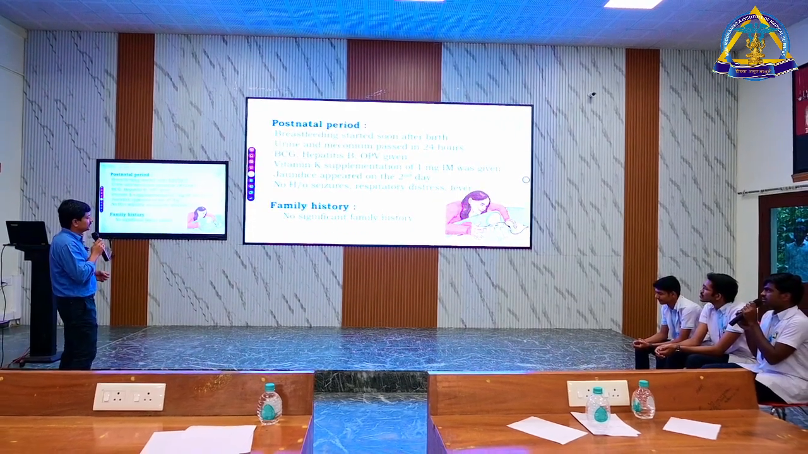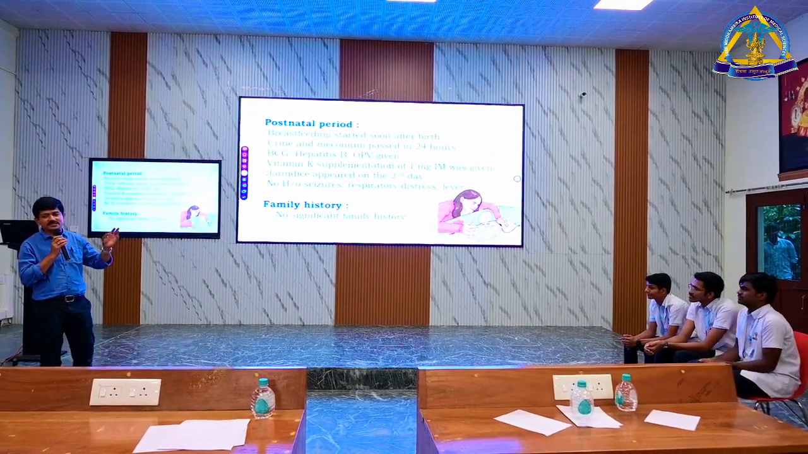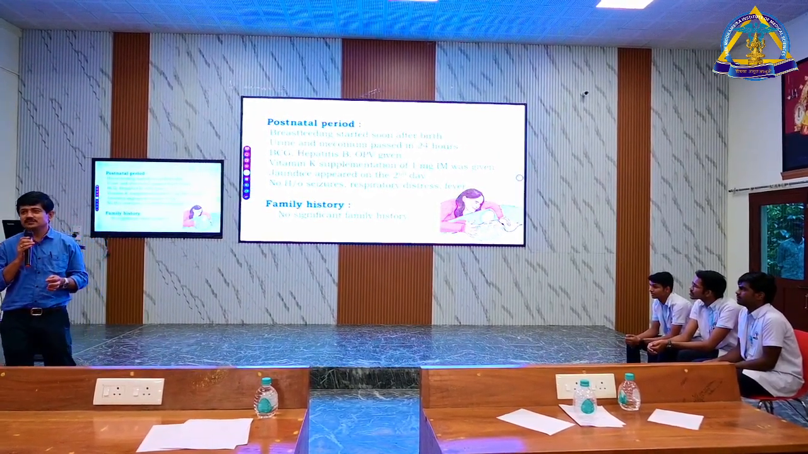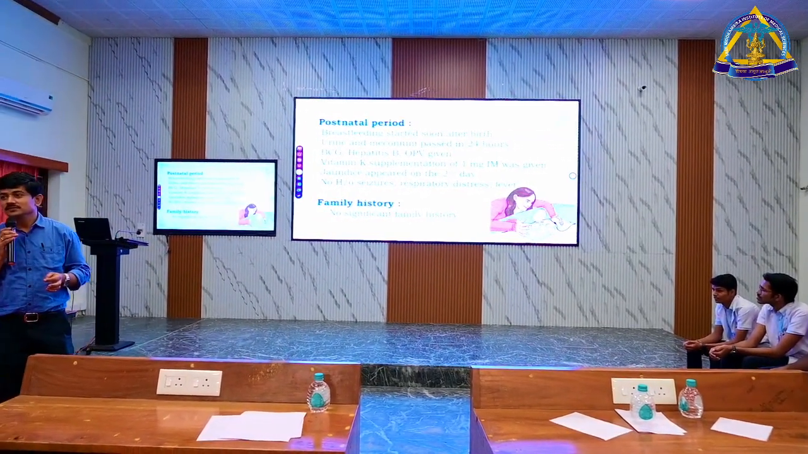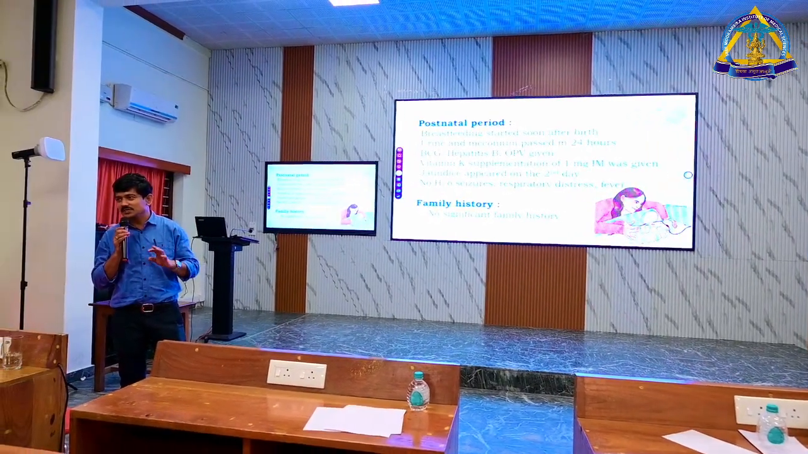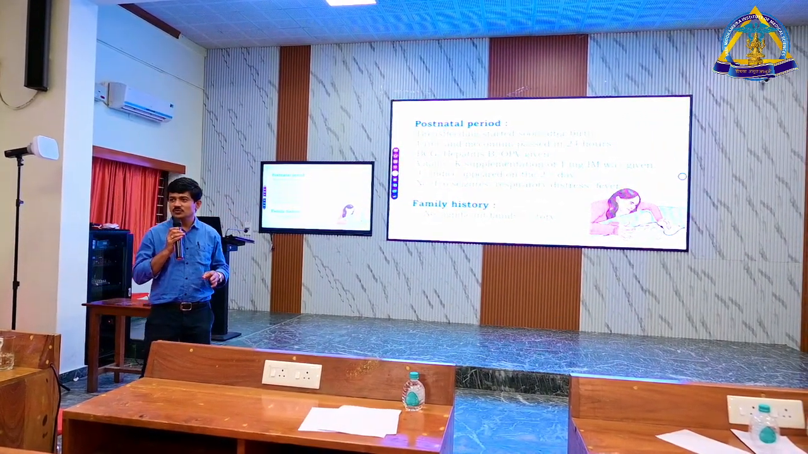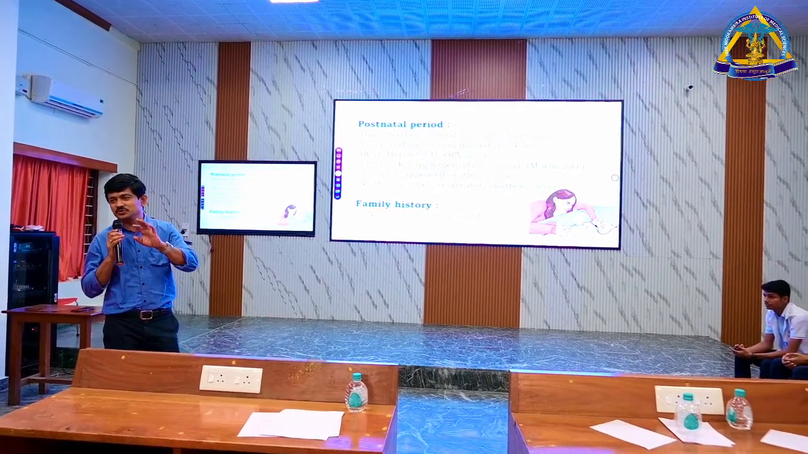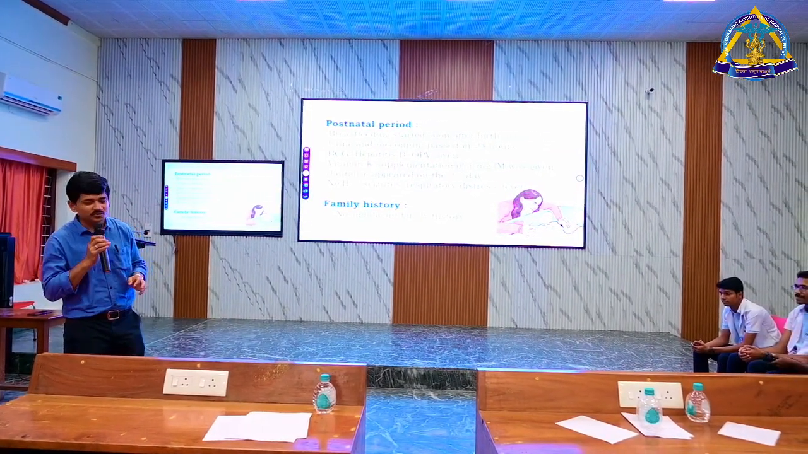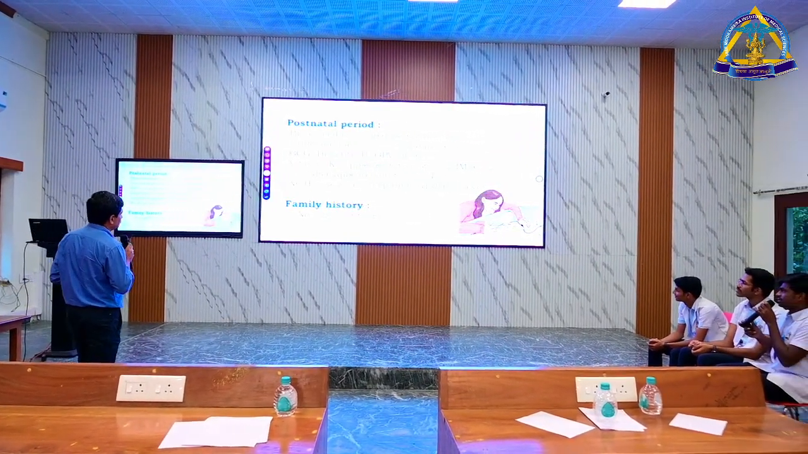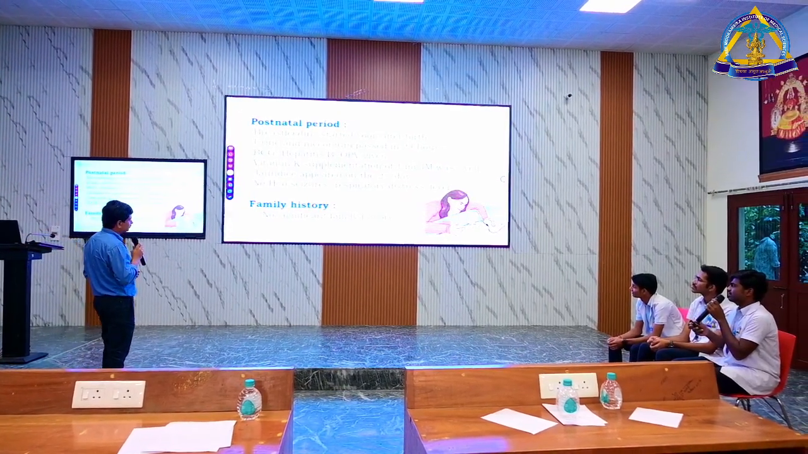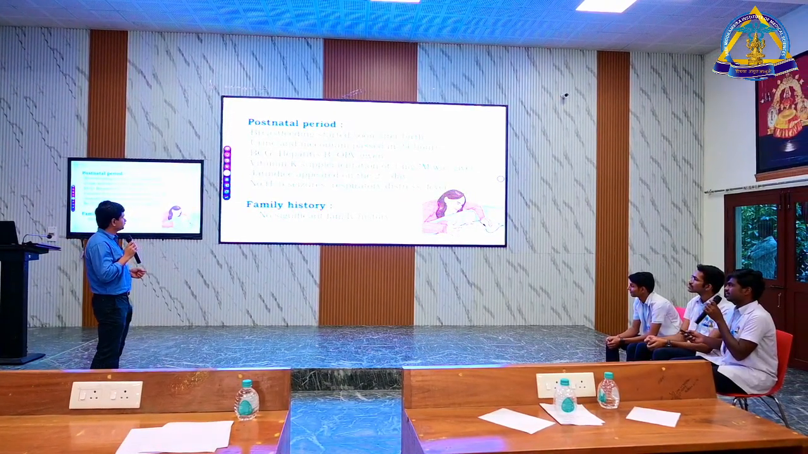Okay. Jaundice appeared on the second day. So is it physiological or pathological? Usually it is most likely physiological jaundice. Mother is O positive, baby was B positive. ABO incompatibility means the mother should be O, not the baby should be O. Okay. No history of seizures, respiratory distress, fever. Family history: no significant family history.